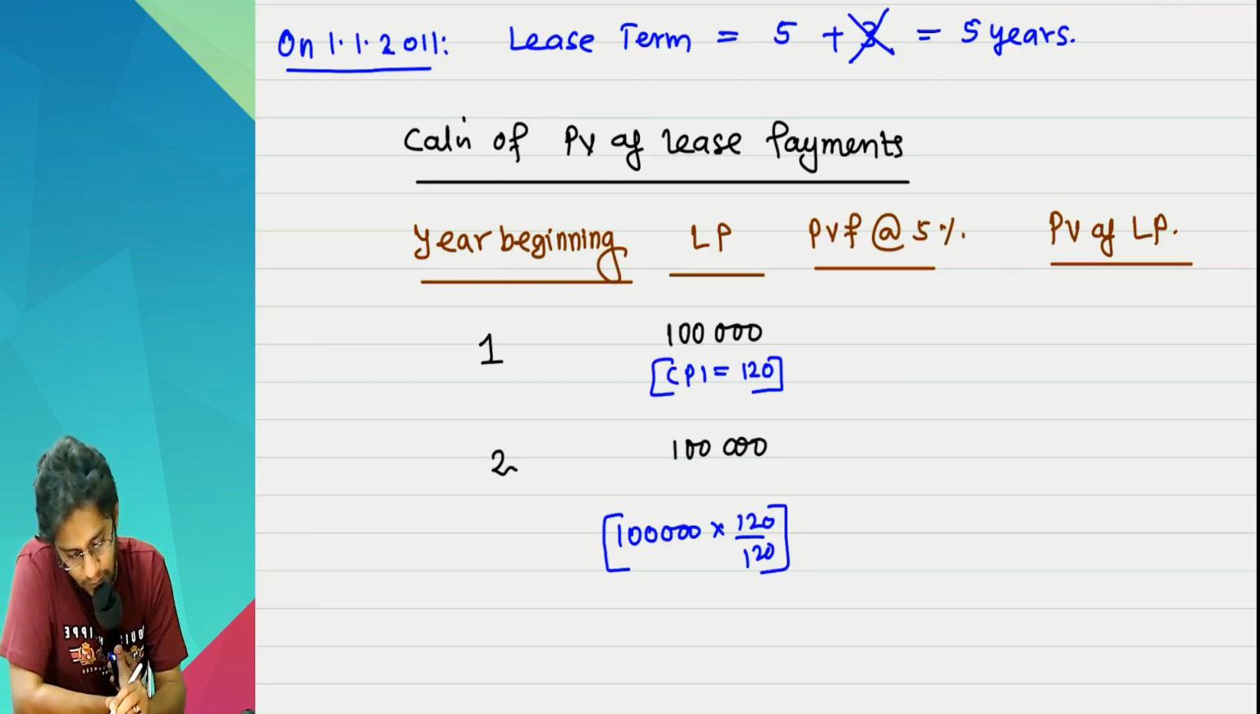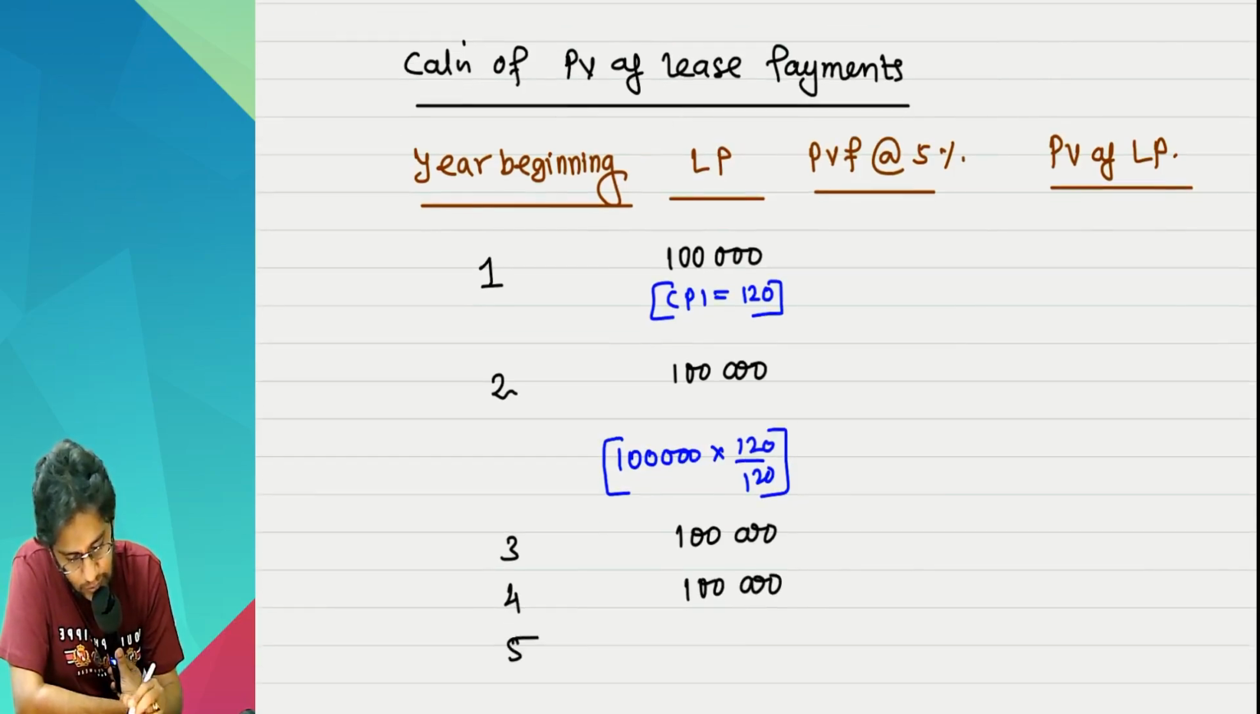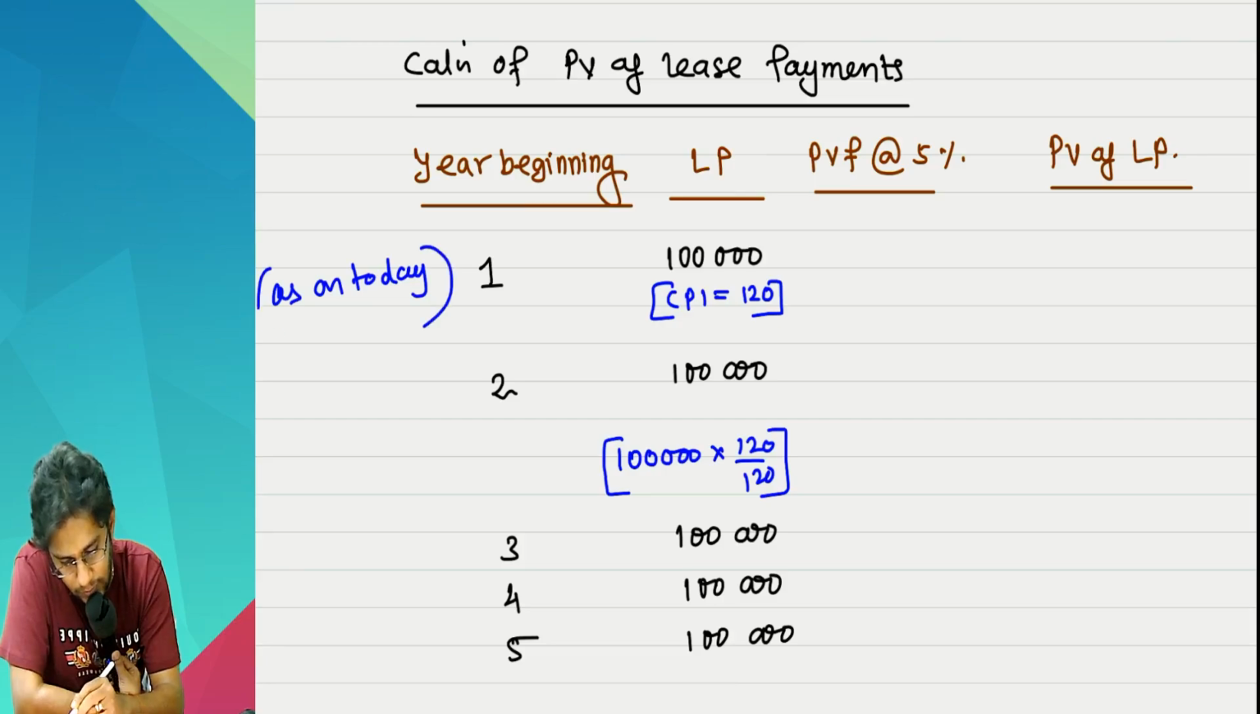So 1 lakh. The third year also it will be the same. I'm not doing it hereafter. Fourth year also 1 lakh. Fifth year also 1 lakh. Just for clarity, I'm writing this as on today.